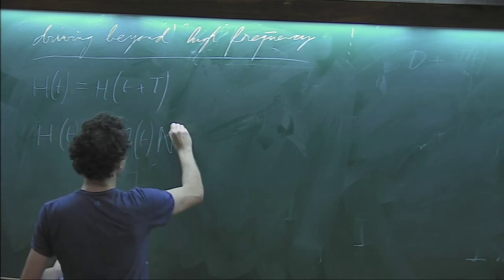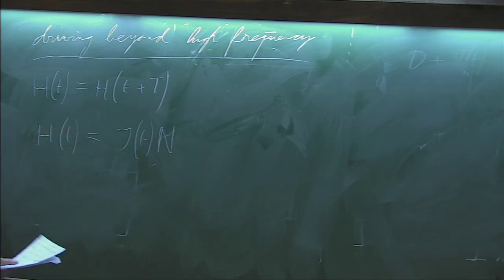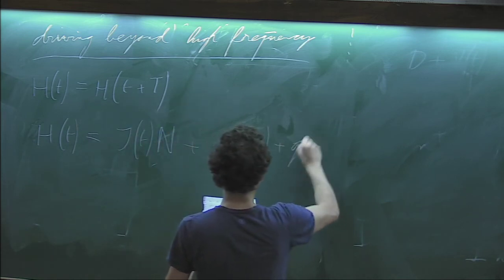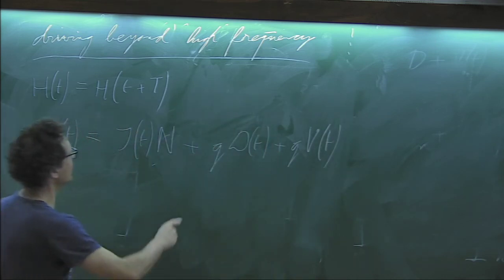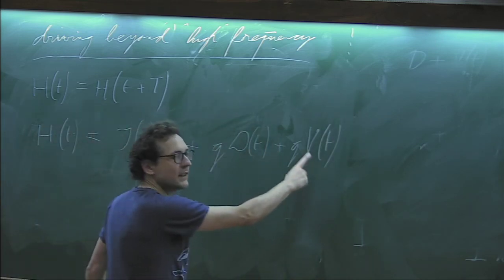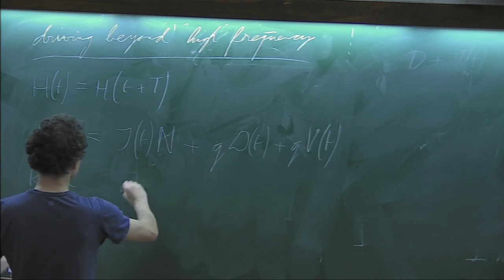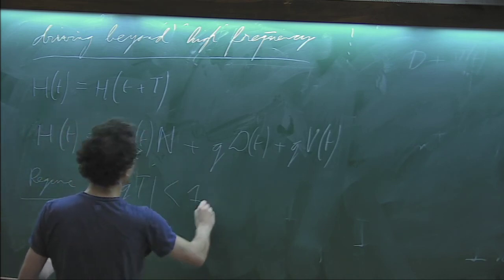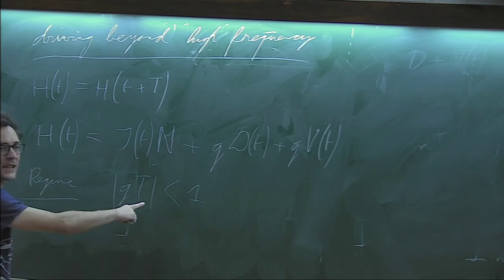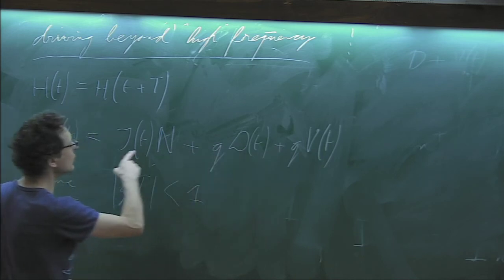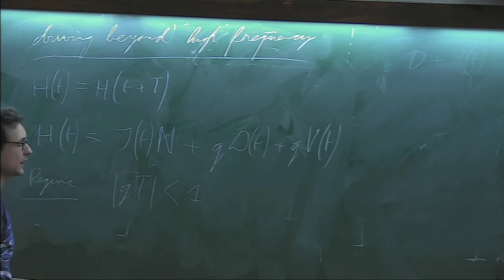There is an N operator, so there's the same beautiful N operator as yesterday and today, plus G dt, plus G vt, and by now you know the drill, right? So you know that this guy commutes with that, and this guy does not, and even a bit stronger, has this property that we mentioned yesterday, and the regime is still that GT is much smaller than one. That sounds like the same condition as before, but it now has a different meaning because not all terms in the Hamiltonian are small, so this is not high frequency.